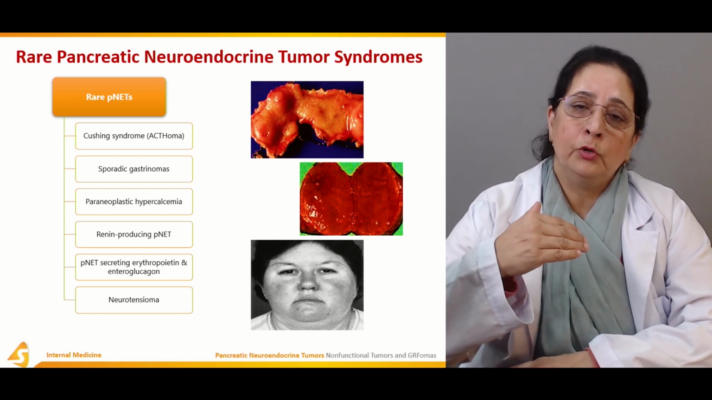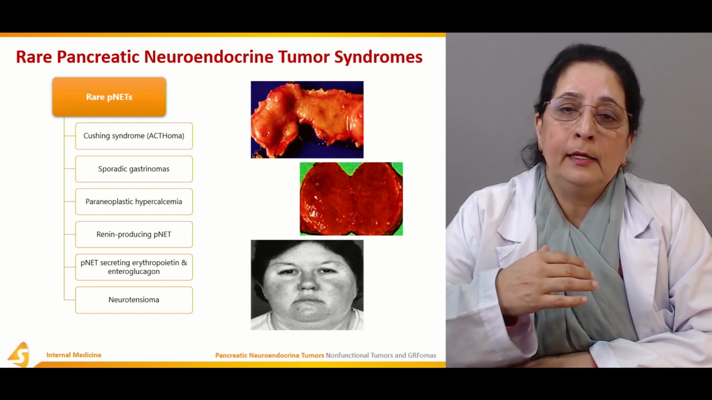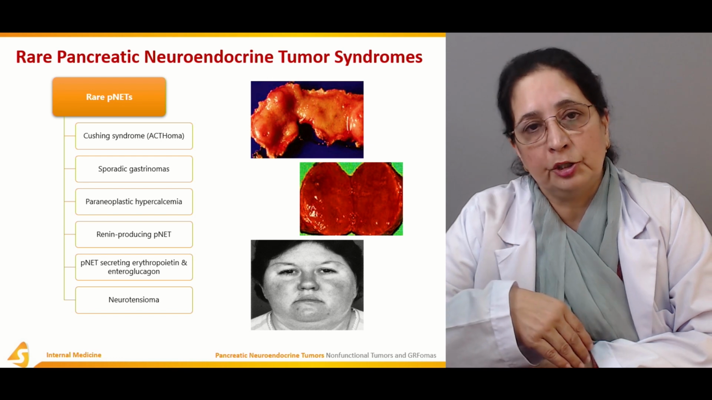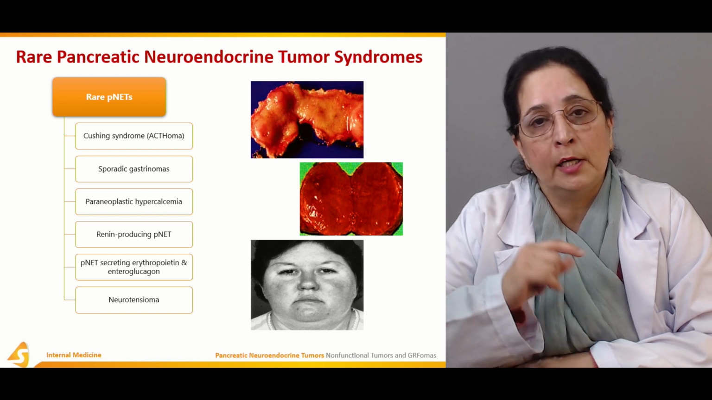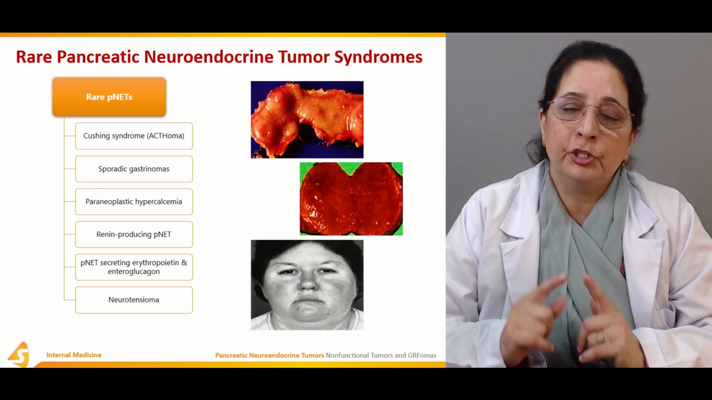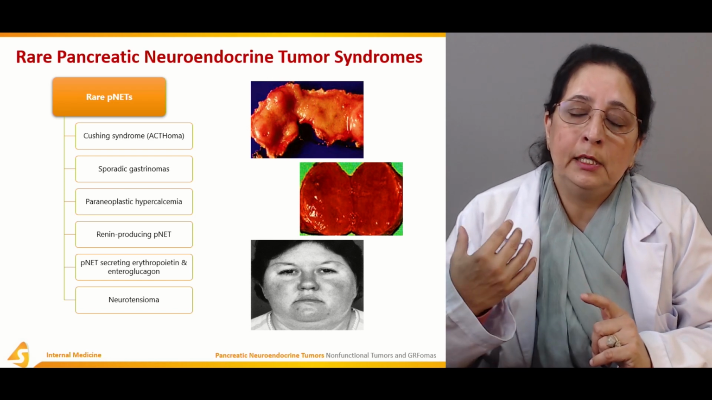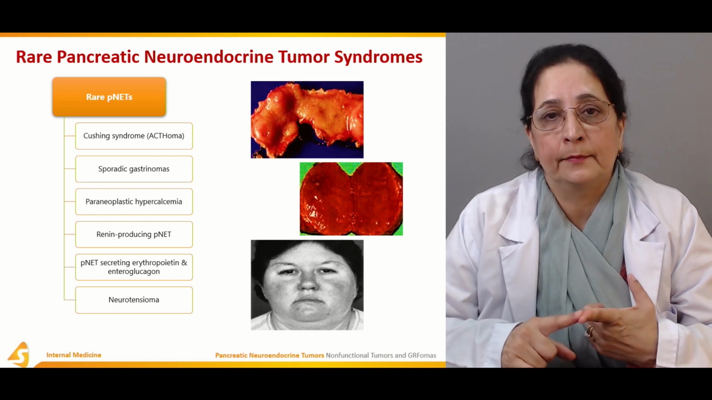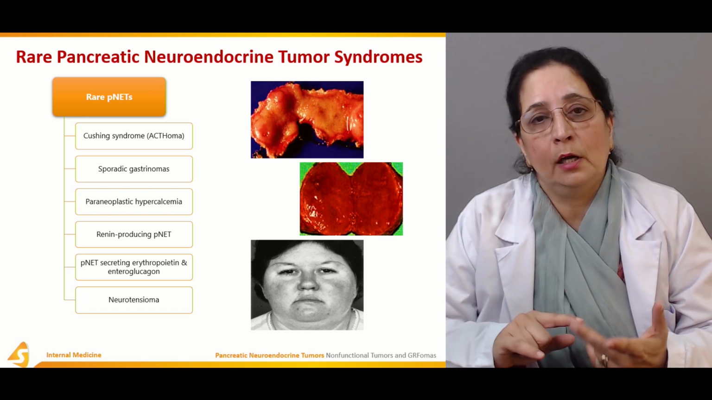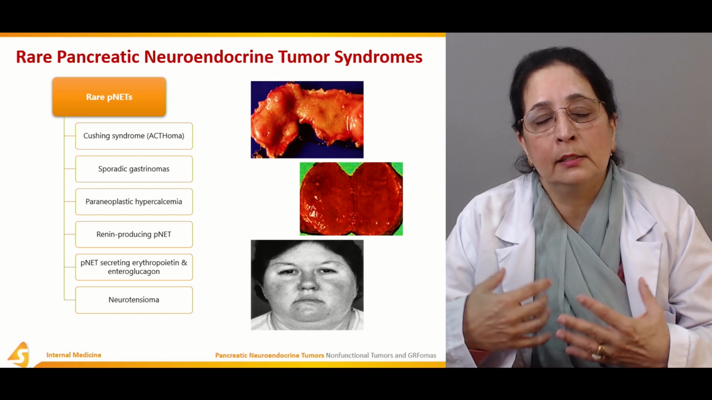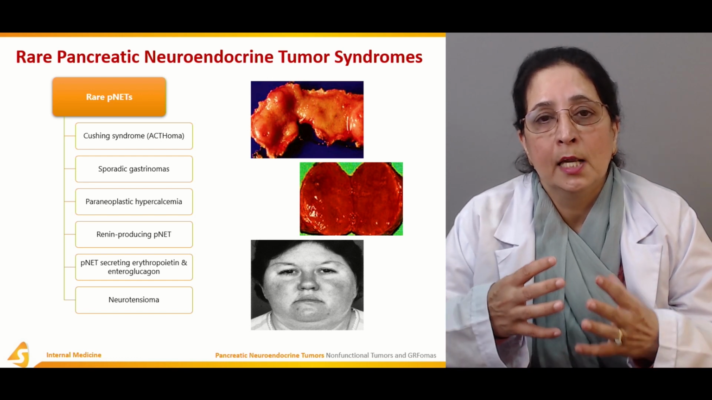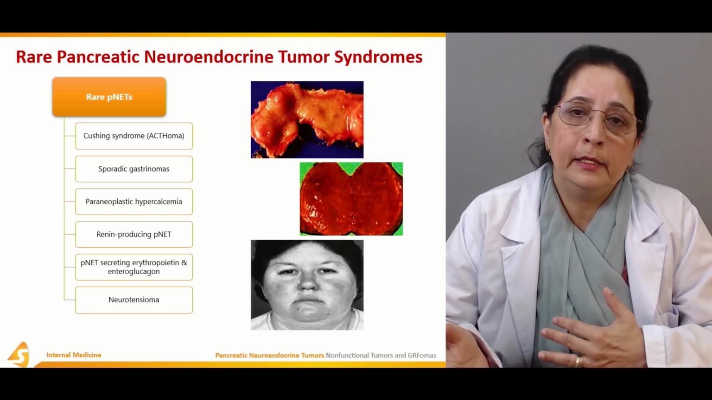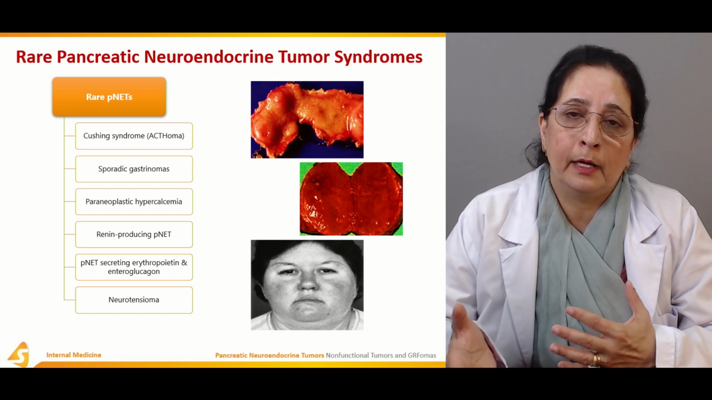And we should know very clearly the difference between the functional and the non-functional pancreatic neuroendocrine tumors. Functional are the ones in which the symptoms are produced mainly by the hormone excess. And non-functional are the ones where the features are due to the size of the tumor or by the tumor, not by the hormone excess produced by them.